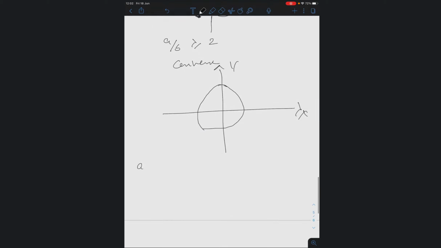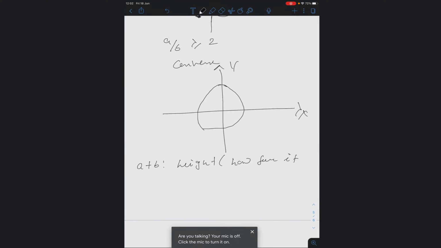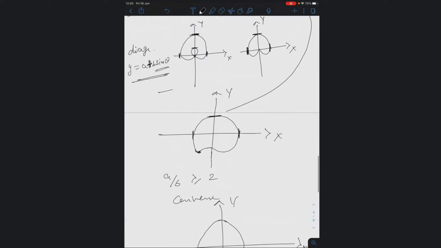Okay, so a plus b decides the height. That means height of what? How far it stretches on the main axis. Main axis means the major portion of the curve. So I can say this is the major portion. This is how far the graph extends, it extends up to a plus b. So from the origin you calculate a plus b. This is the height of the curve, how far it stretches on the main axis.